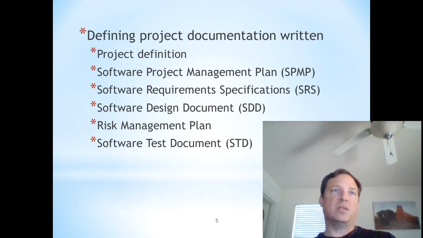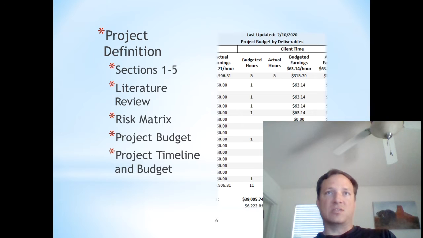and actually implement it. So quick review, the project definition had 5 sections, including a literature review, risk matrix, project budget, project timeline, and budget. So all of those kind of gave an overarching starting point upon which all the other documentation was built.